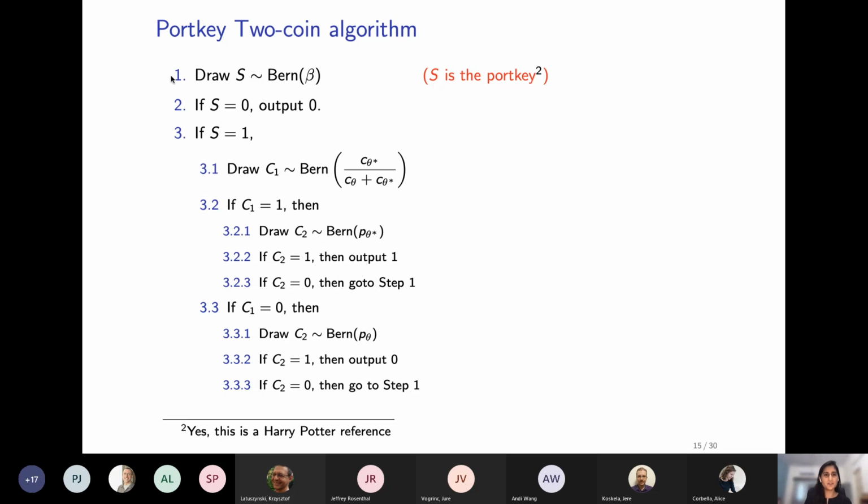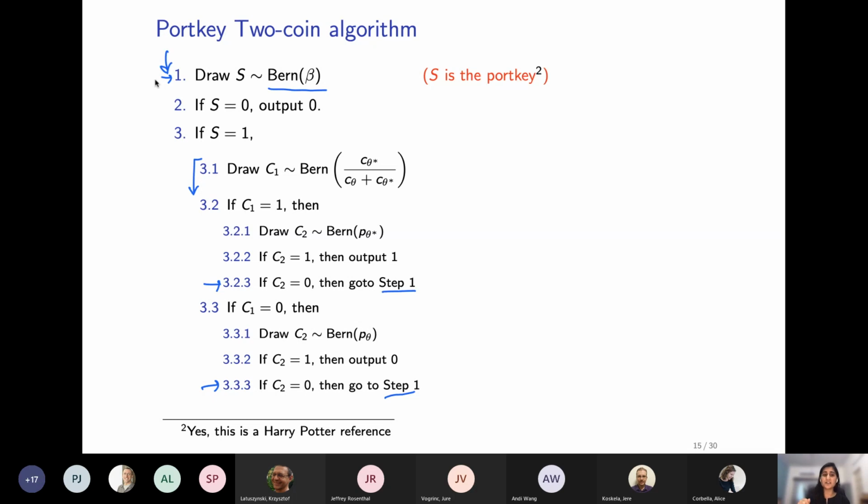So what you do is, first step, you draw S, a Bernoulli draw with probability of success beta. If this is 0, then immediately you reject. Okay, so if S turns out to be 0, then immediately you reject the proposed draw, and set theta k plus 1 to be equal to theta k. However, if S is 1, then you do essentially the same two-coin algorithm as before, except when the algorithm loops, it loops back at step 1, which makes you draw another Bernoulli that lets you escape out of really long loops by going to the Portkey.